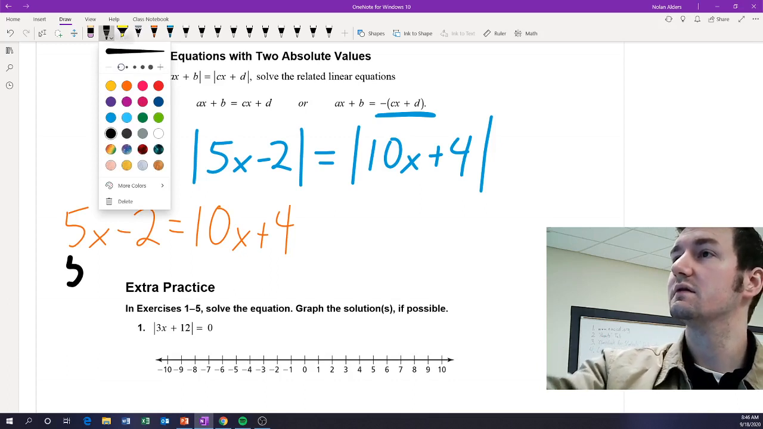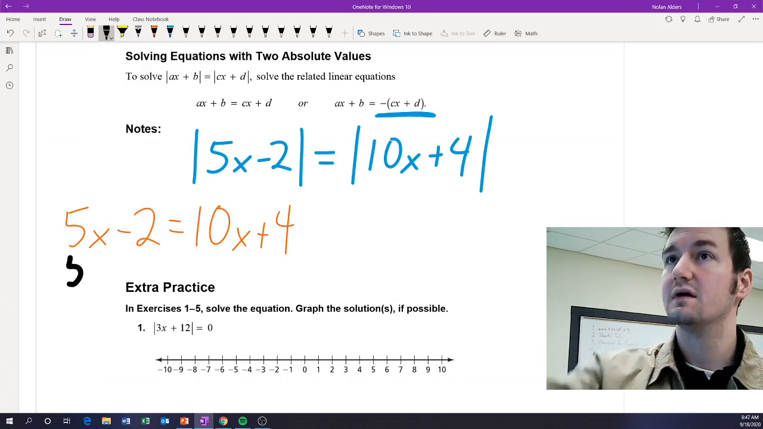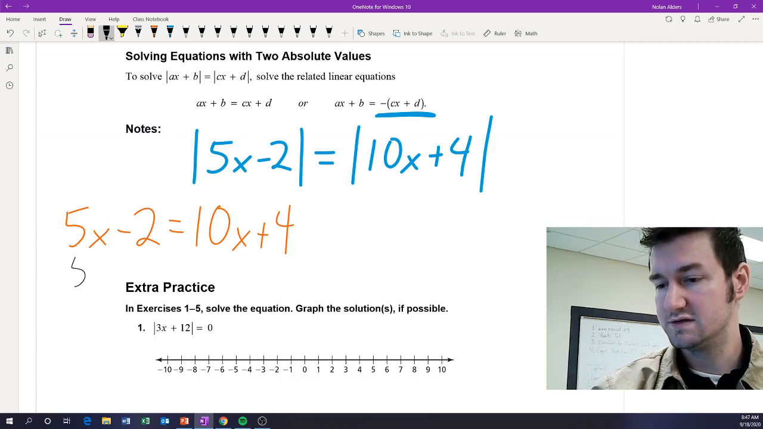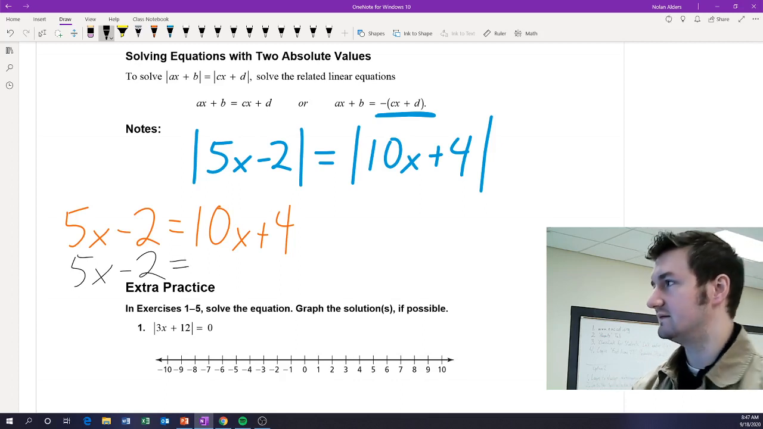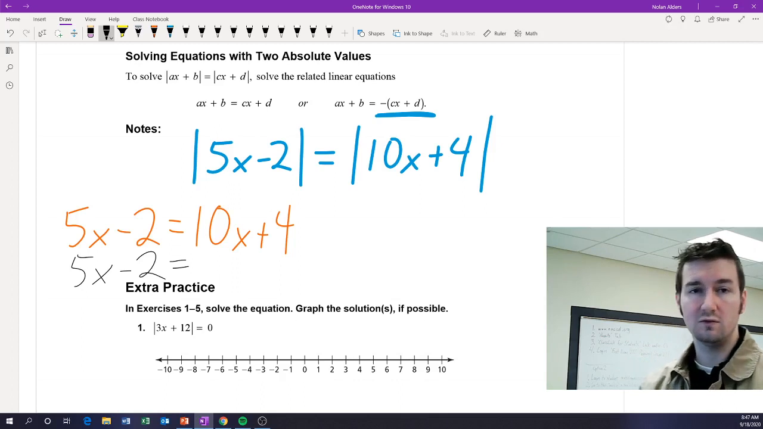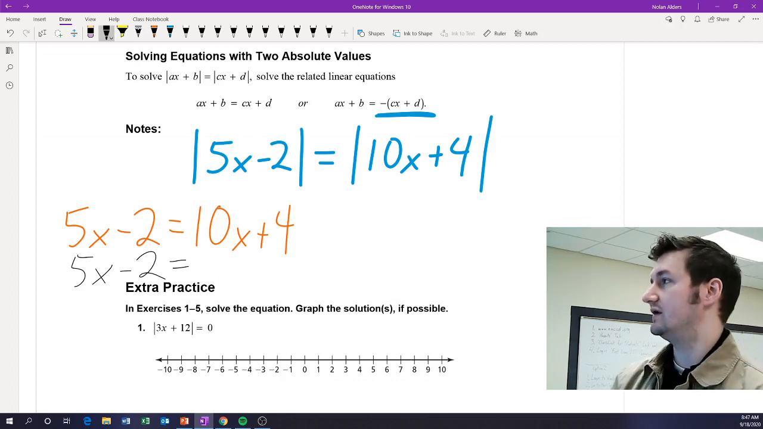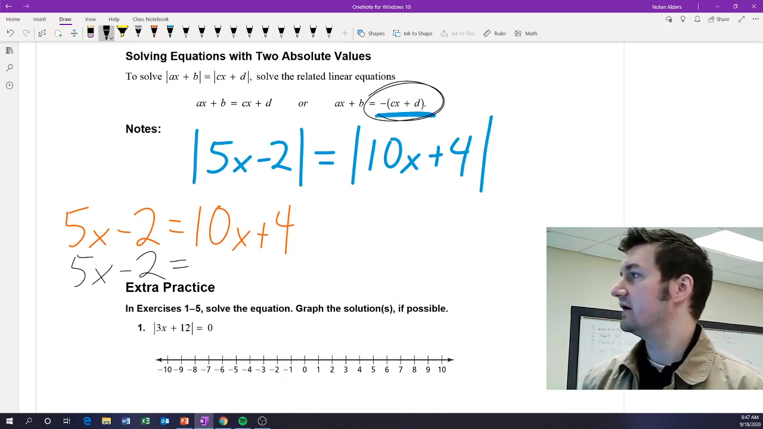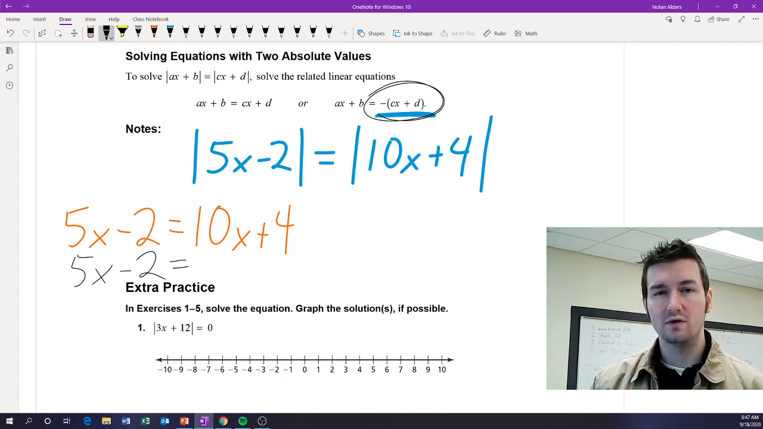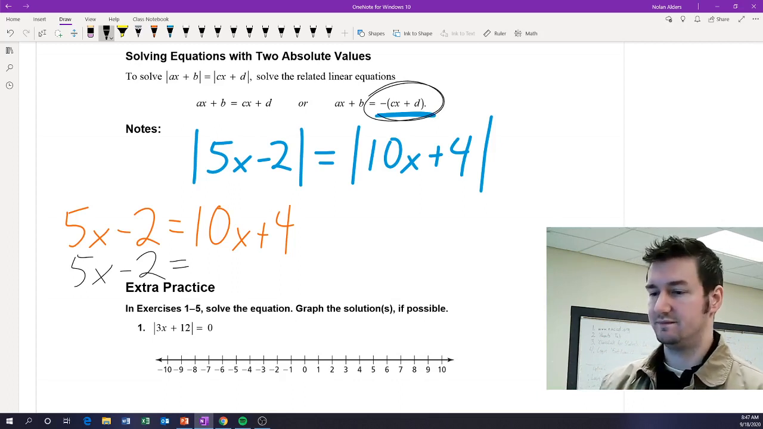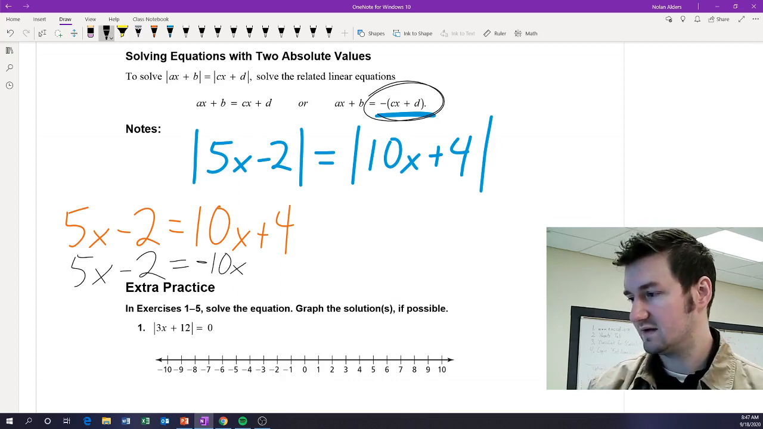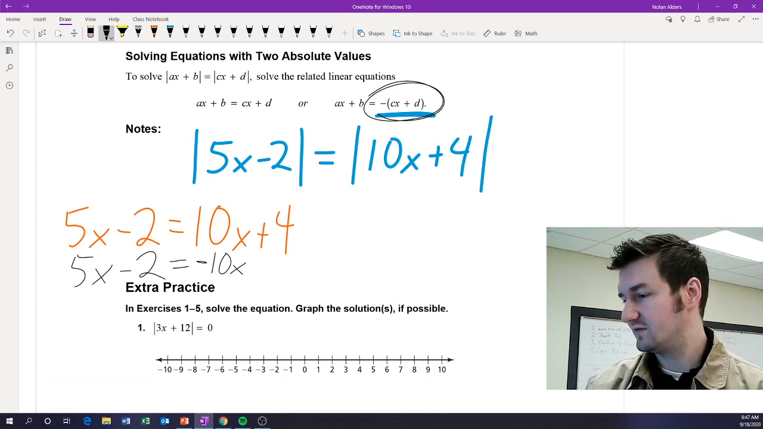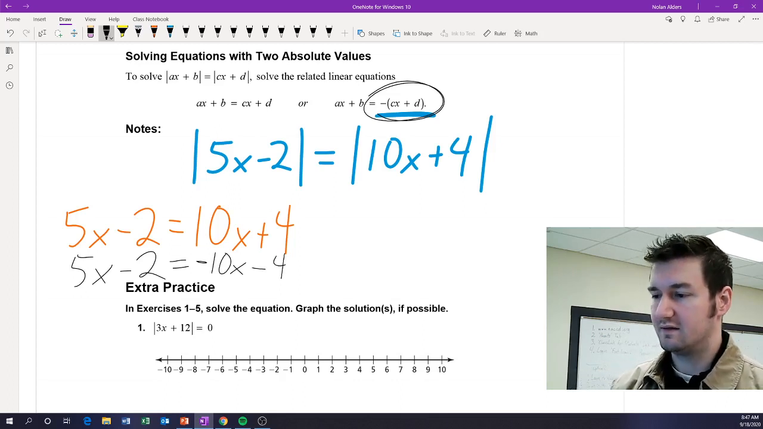All right, so the second equation will have 5x minus 2. So we're not going to change one side. But then the other side, we're going to make the whole thing negative, the whole second side negative. So you can either put it in parentheses like we did right here and make the whole thing negative, or you can change the sign of each term. So for this one, we'll change the sign of the first term, so it'll be negative 10x, and then change the sign of the second term, so it's minus 4. Okay, and then we solve.